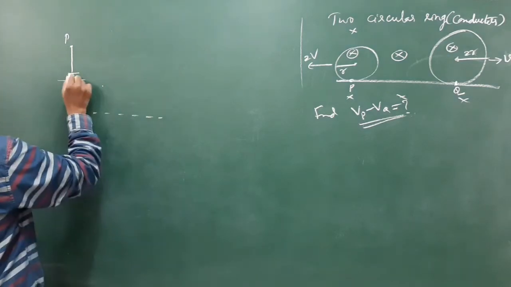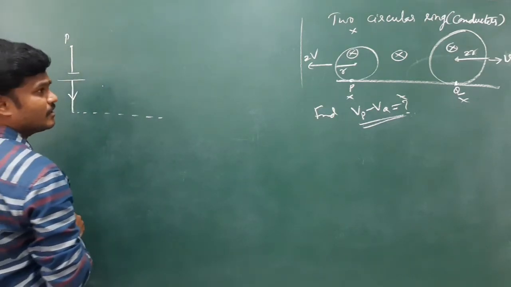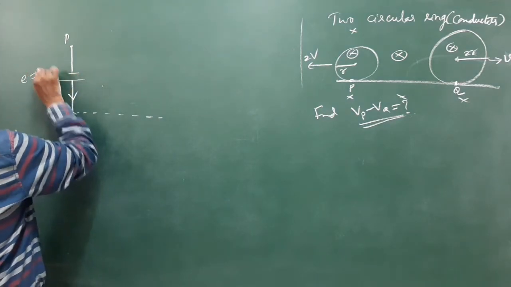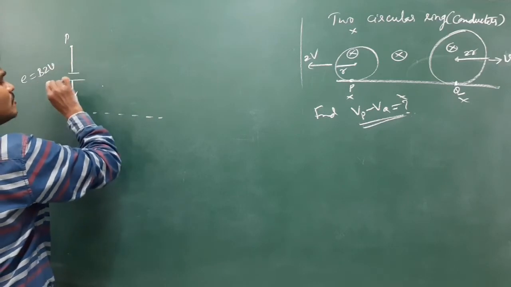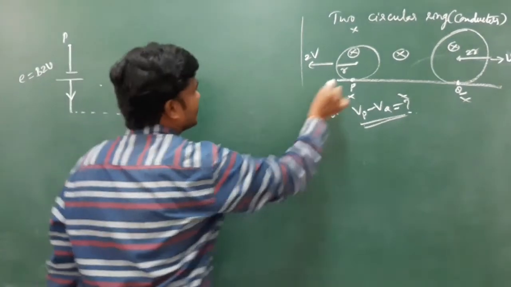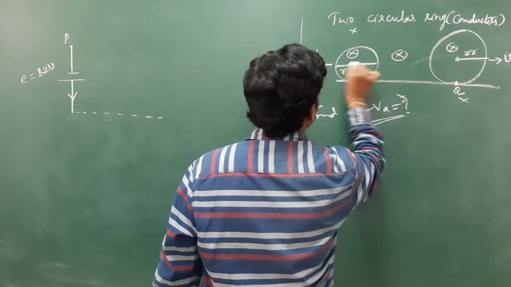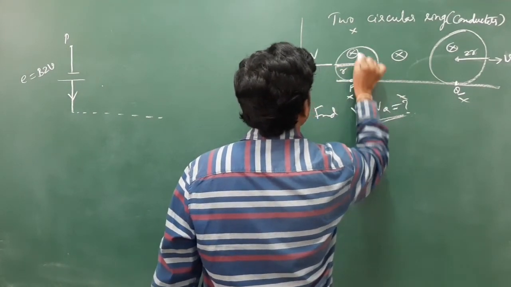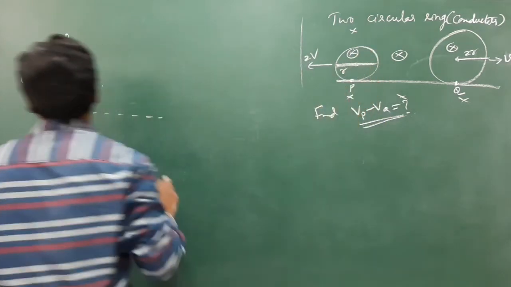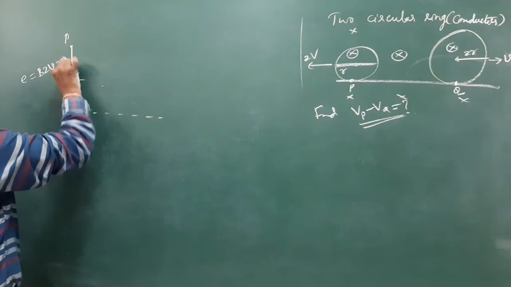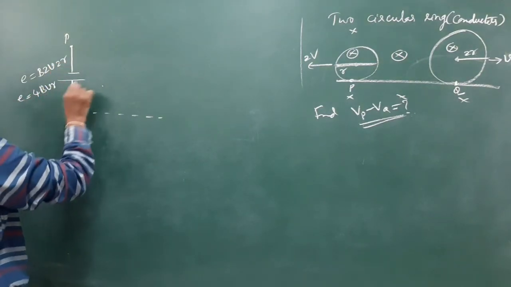And see the EMF of this one. The EMF of this one is B, V, which is 2V, L. What is L? L is the length of this one. This is L. So L is nothing but the diameter, 2R. Then what is E? E is 4BVR. This is the EMF.